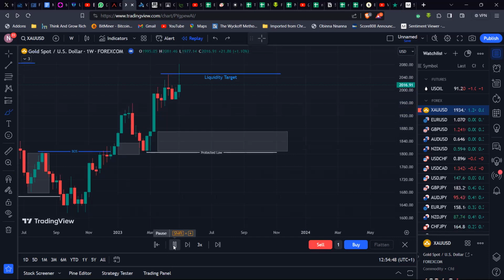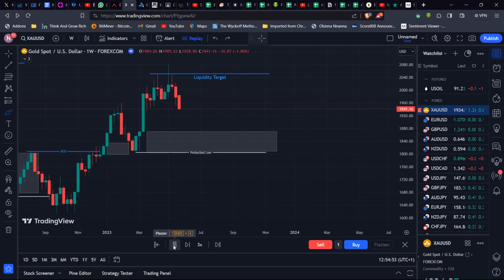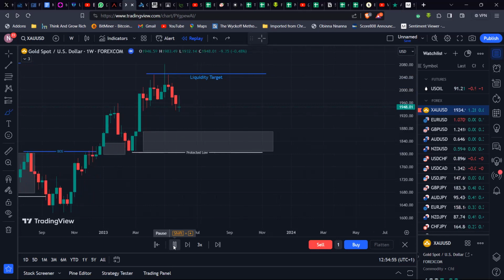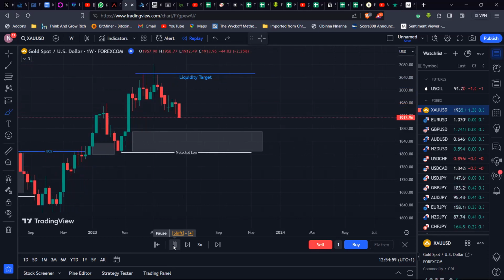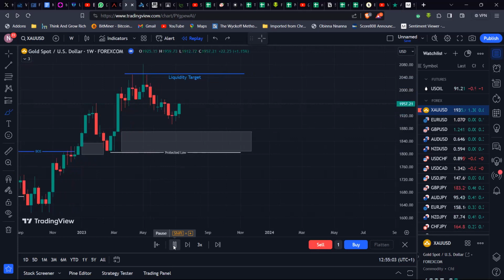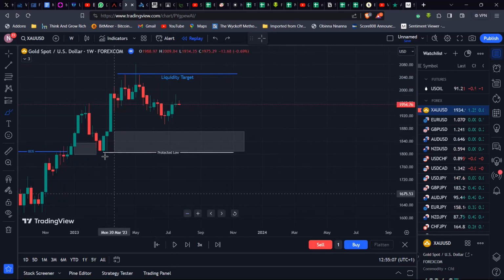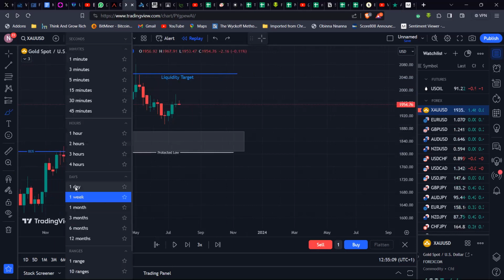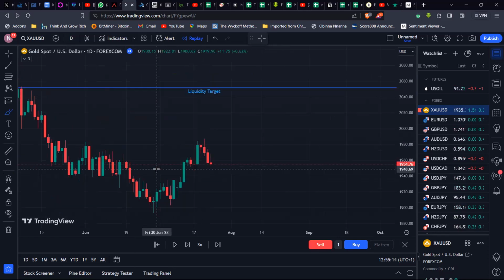Price is playing around, pulling back, let's see. We're pulling back down, which is good. Okay, now we're breaking up again. So at this point in time, I go to a lower time frame. This is a weekly chart, so let me just go down to the daily time frame. Now I'll look at this and say, okay, are we breaking structure on the day?